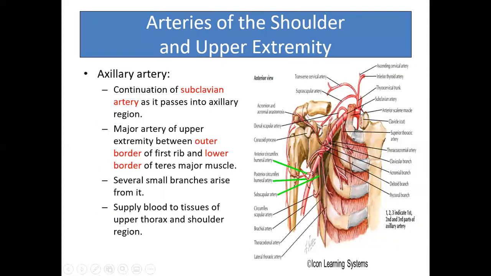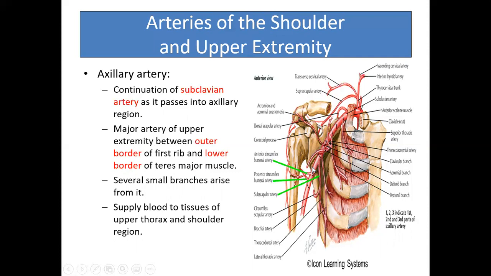This subclavian artery later will become the axillary artery. If you see here, this is the subclavian artery. Later, it will form the axillary artery. The axillary artery is just a continuation of the subclavian artery. So this is the subclavian artery, and then the axillary artery.